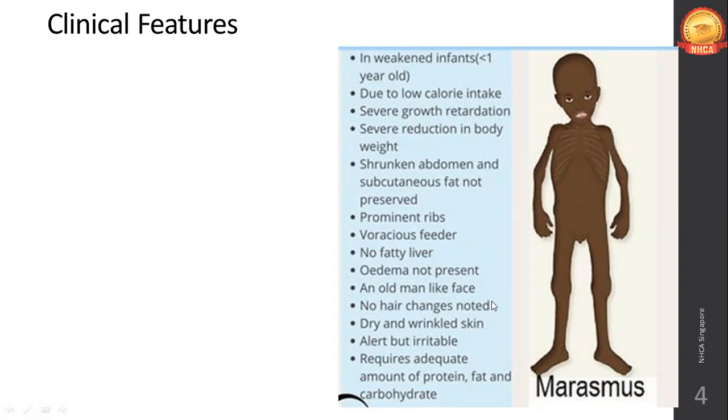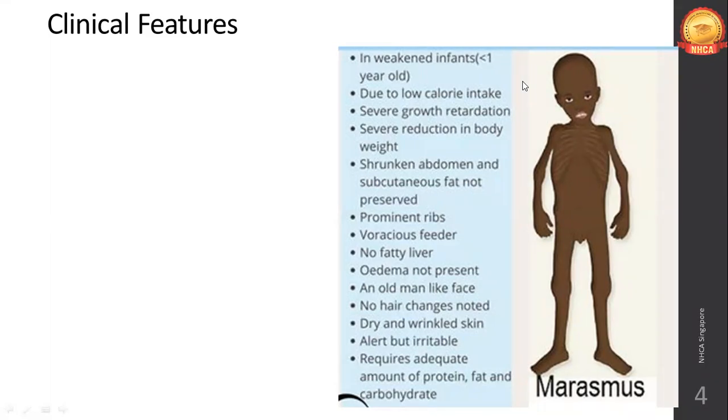The child has an old man-like face. I'll show you another picture as well, and you can also notice it in your textbook. If you see page number 157, those who have the textbook, they have given real life photographs of kids who are suffering from marasmus. If you notice their face, it's all wrinkled, sunken and wrinkled, so it definitely looks like an old man's face. No hair color changes are noted here. Usually they lose a lot of hair and have dry and wrinkled skin.